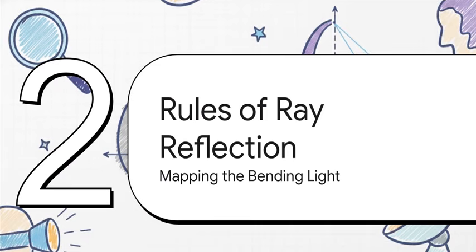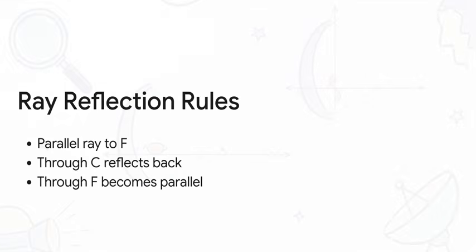Section 3. Rules of ray reflection. Mapping the bending light. Okay, so if we want to predict exactly how an image is going to look in a concave mirror, like will it be giant, tiny, upside down, we just need to follow a few straightforward rules. First up, any light ray coming in parallel to the principal axis will always pass through the focus, or F, after it reflects. We literally just saw that with the burning paper. Rule number 2, a ray that passes right through the center of curvature, we call that C, gets reflected right back along its exact same path.